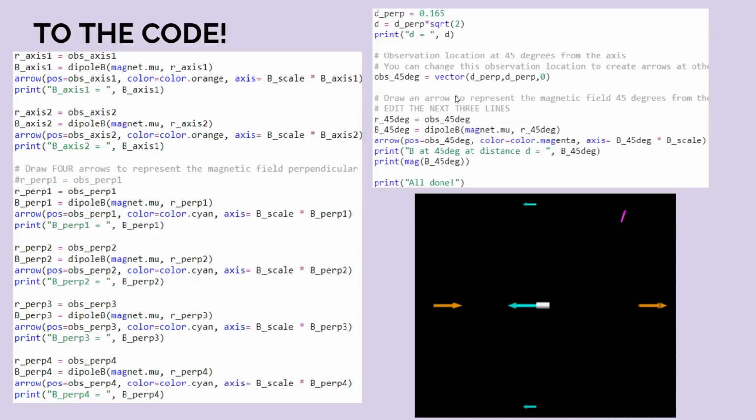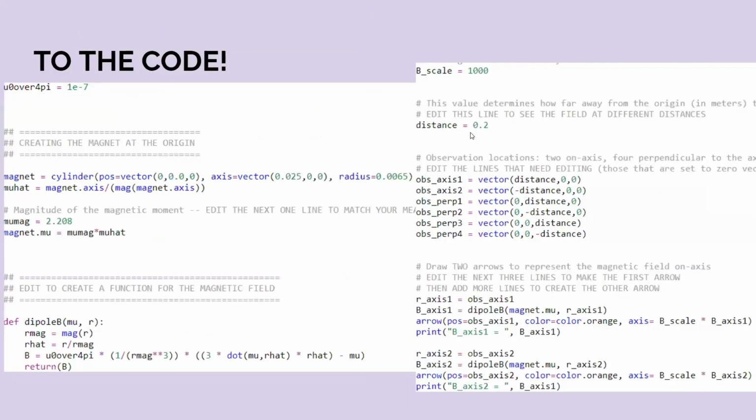I plugged in here to find the magnetic field 45 degrees off axis, this little magenta arrow right here. I basically used the position d perp as defined in the first part of the experiment, 0.165, and plotted it as an arrow, defining it using the function that I created earlier right here.